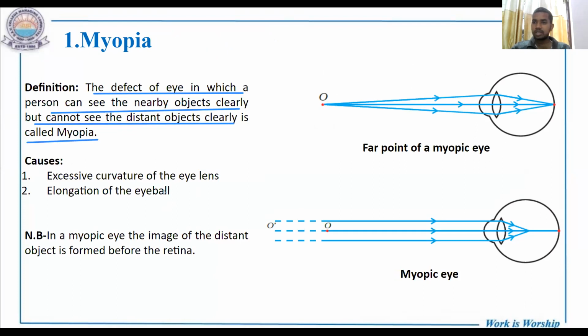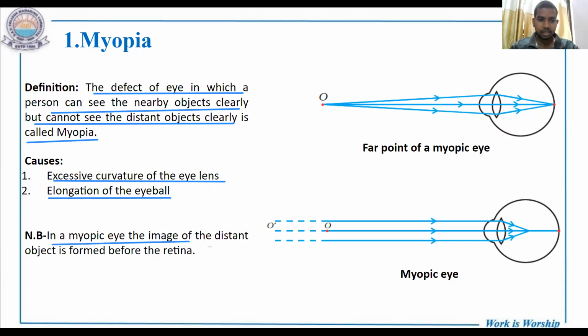So what are the causes? Causes may be the decrease in focal length. How will the focal length be reduced? Focal length can be reduced due to excessive curvature of the eye lens and due to the elongation of the eyeball. Elongation of the eyeball means excessive curvature, rounding of the eyeball.